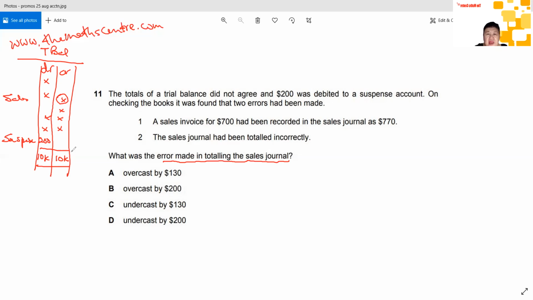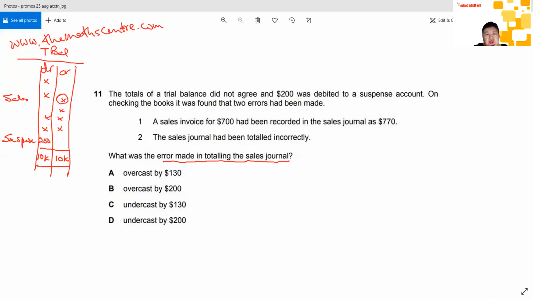1,870. Okay? If it is overstated, overcast means overstated, too much. Undercast means understated. Understated by 130 means, let's say if your sales is 2,000, that means this 2,000 figure is understated by 130. By right, it is 2,130. That's the meaning of undercast.